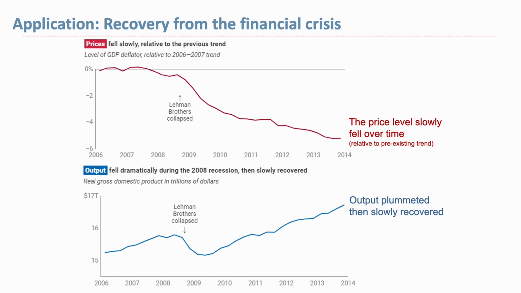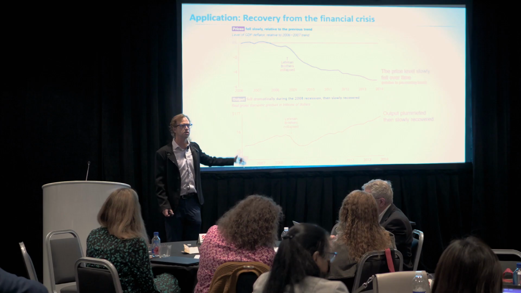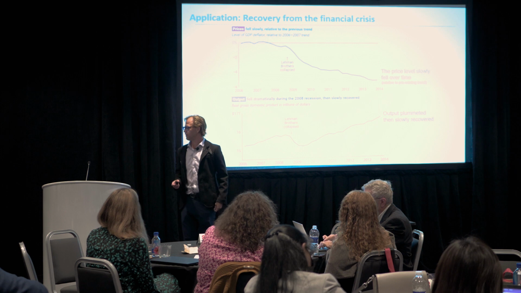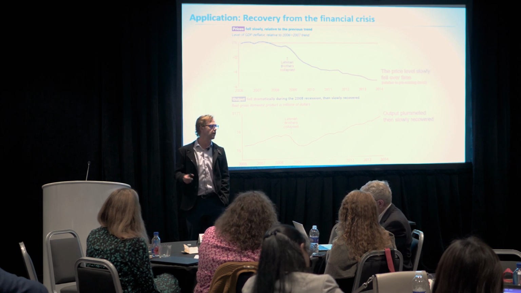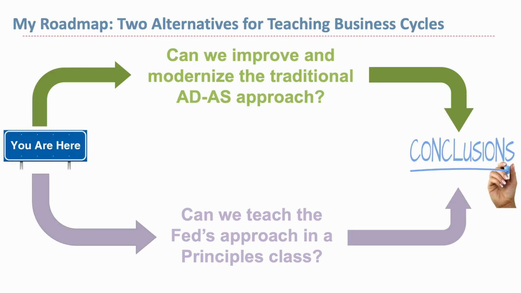And here I'm showing the price level declining slowly over time relative to the pre-existing trend. Right? And I showed that output would collapse and then slowly recover. And that's also what actually happened. So this is a reassessment of AD-AS that I think I can teach with a straight face and actually believe, and that speaks to the way macroeconomists do their work today. It's only half the talk.